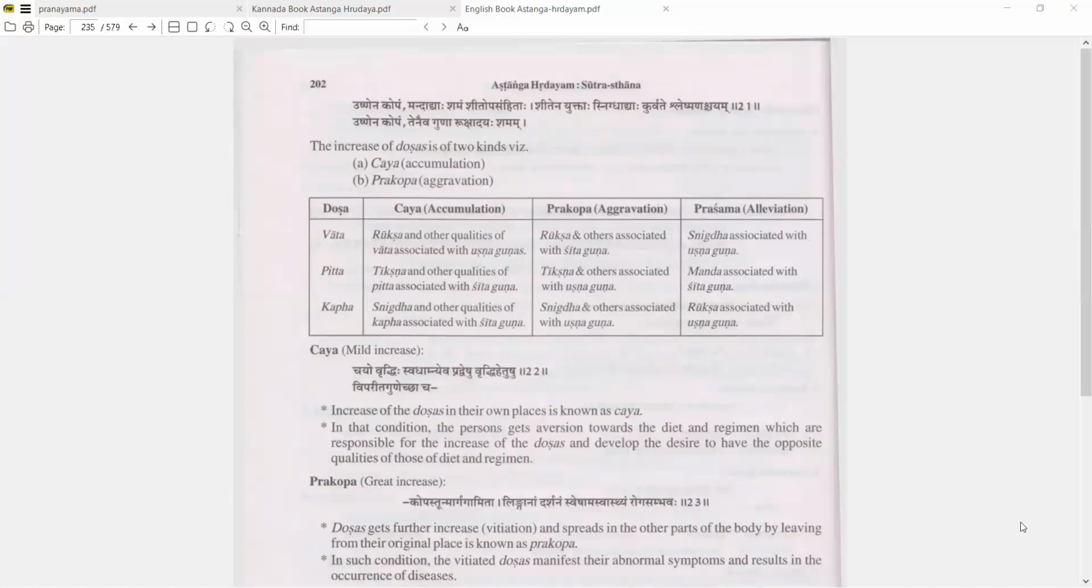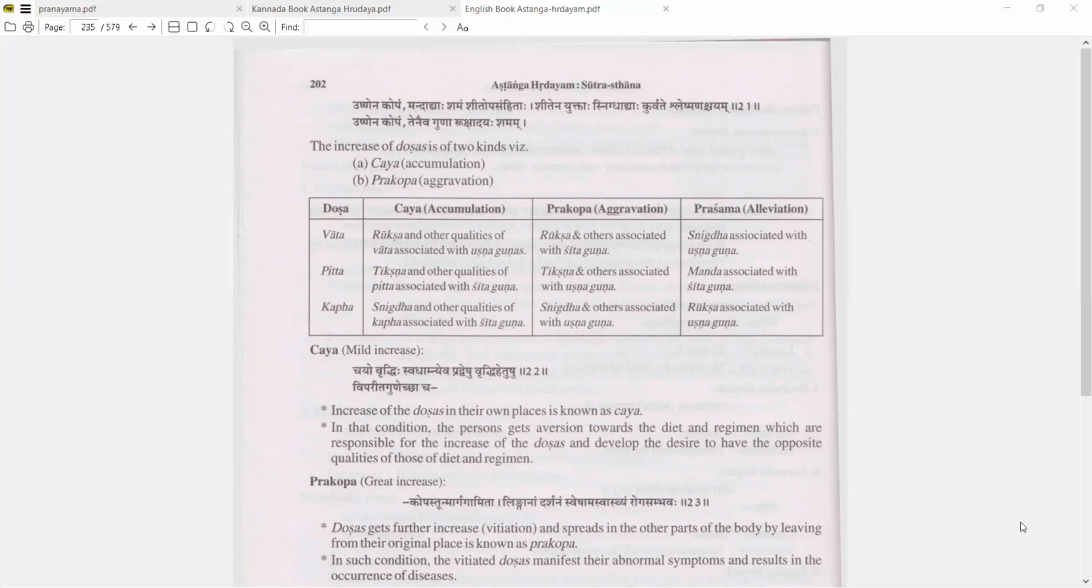So, factors responsible: the increase of doshas is of two kinds, that is chaya, accumulation, and prakopa, aggravation. So here is a table for dosha, chaya, accumulation, prakopa, aggravation, and prasama, elevation.